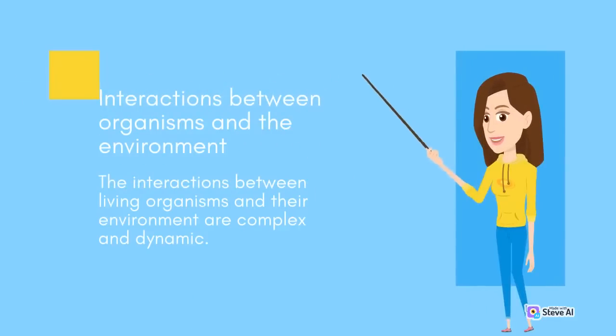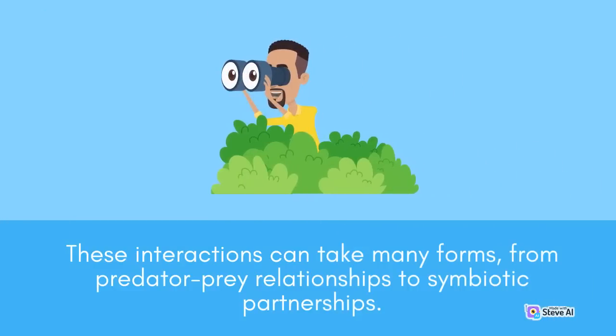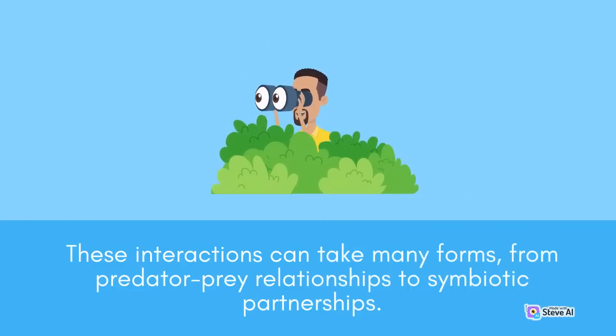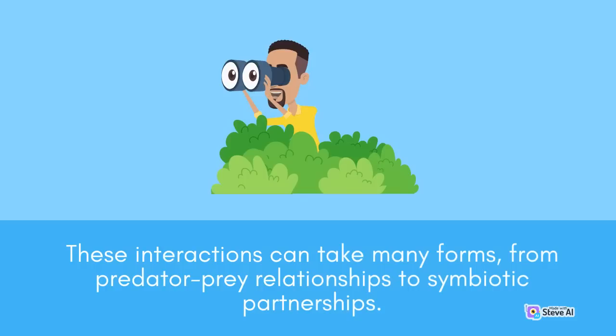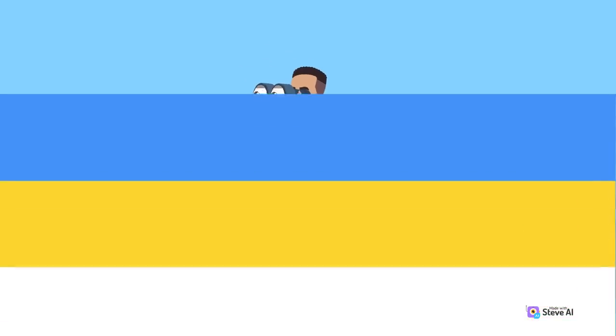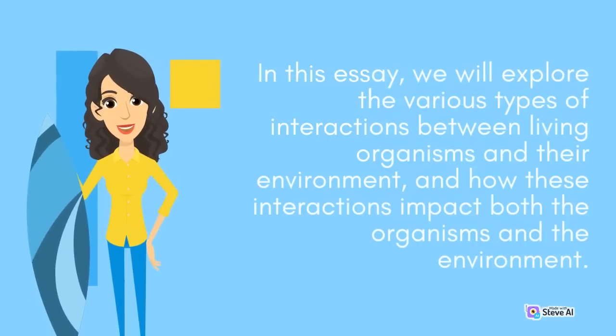Interactions between organisms and the environment. The interactions between living organisms and their environment are complex and dynamic. These interactions can take many forms, from predator-prey relationships to symbiotic partnerships. In this essay, we will explore the various types of interactions between living organisms and their environment, and how these interactions impact both the organisms and the environment.